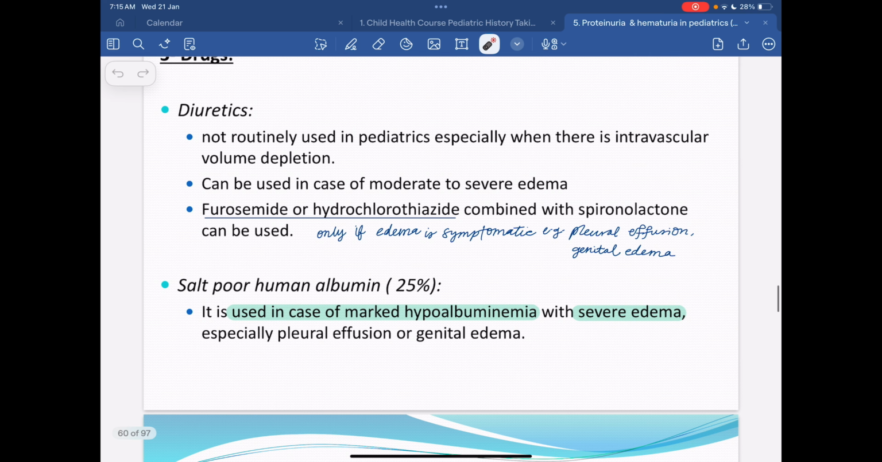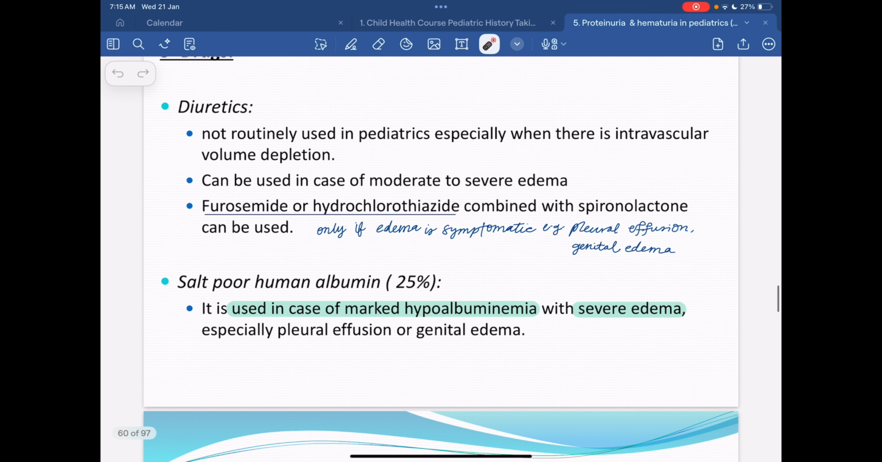ممكن نستخدم furosemide or hydrochlorothiazide combined with spironolactone. This is only if قلنا severe. والsevere إيش معناته؟ If the edema is symptomatic، معناته عندنا صار في ال other body systems، صار عندنا pleural effusion، صار عندنا general edema. هنا ممكن نستخدم diuretics.